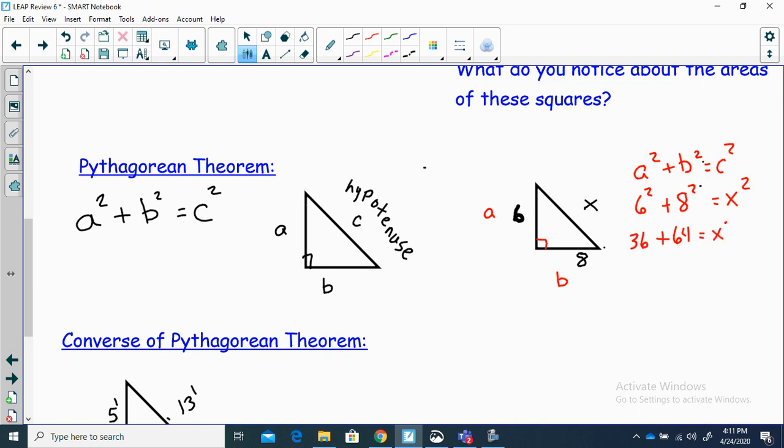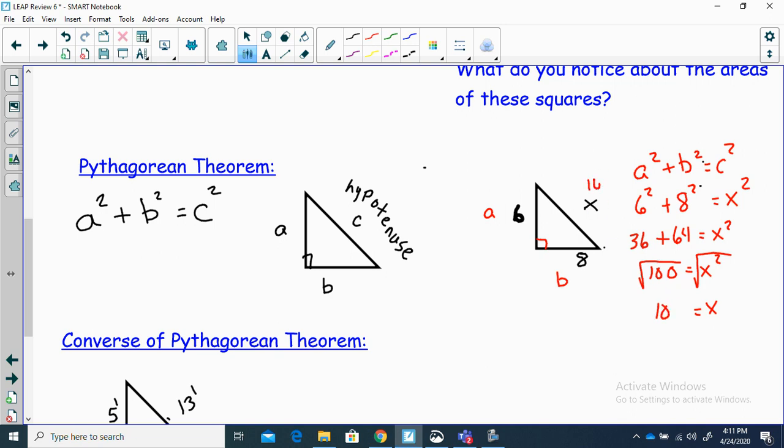Okay, now we're trying to find the hypotenuse. If I add these two together, I have 100 is equal to X squared, but I'm not looking for X squared. I'm looking for X. How do I get from X squared to X? The opposite of squaring something is to take the square root. So what we do to one side, we must do to the other. X then is the square root of 100, which is 10.